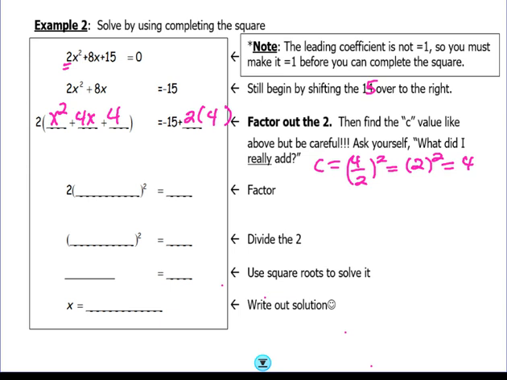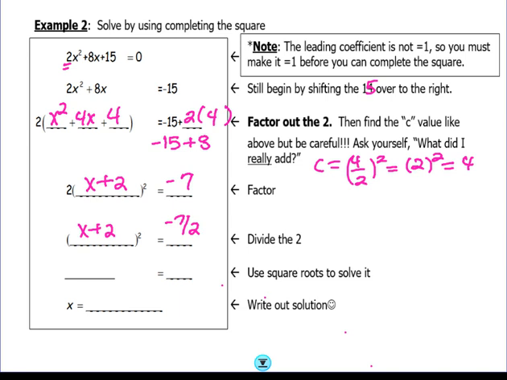Alright, so let's factor. What multiplies to give me 4 but adds to give me 4? Well, that's 2 and 2. So that's when I end up with x plus 2 squared. Alright, and then we get what? Negative 15 plus 8, which gives me what? Negative 7. Alright, so here, before I can square root, I need to divide by 2. So I end up with x plus 2 squared equals negative 7 halves.